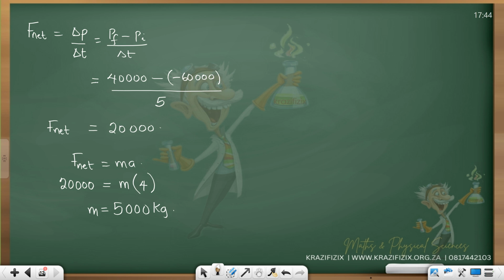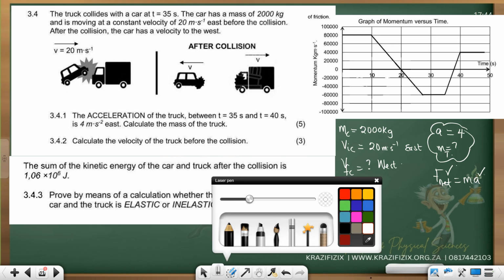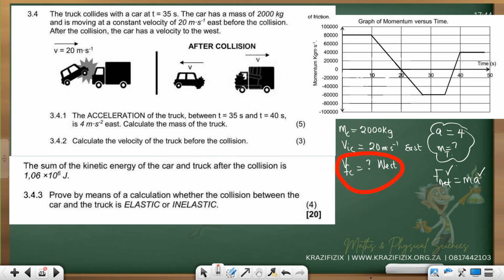Okay, but let's look at it again. Do you want to tell me where you lost? If I look at the information I have, it doesn't look sufficient. Why? I have a missing value. Because they gave me acceleration, instantly they want the mass. I need to quickly connect. Fnet should be equal to what? MA.